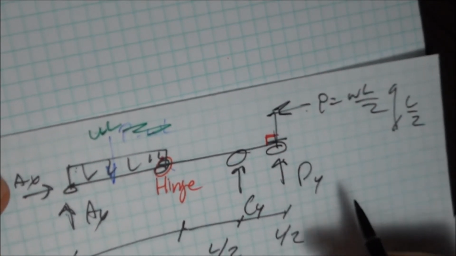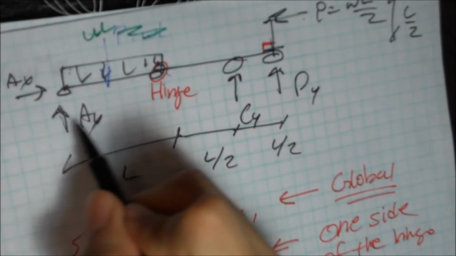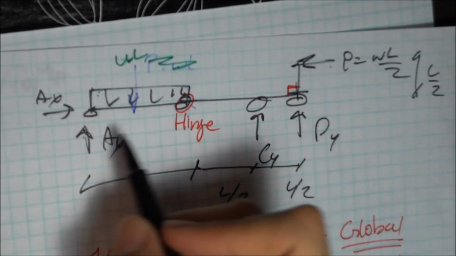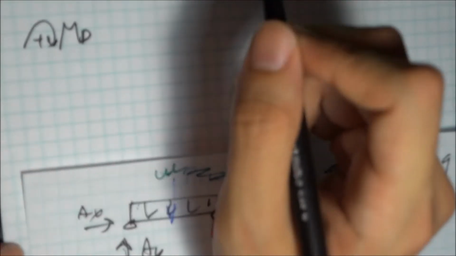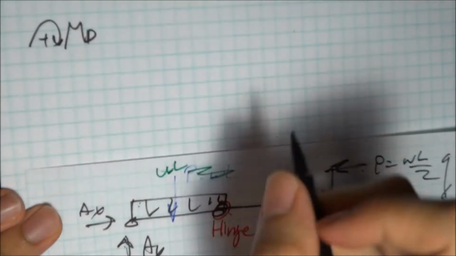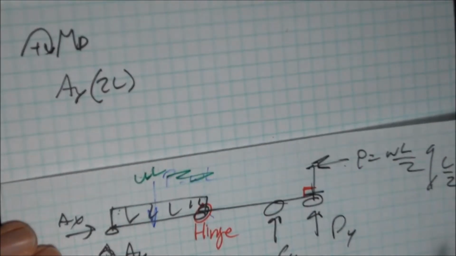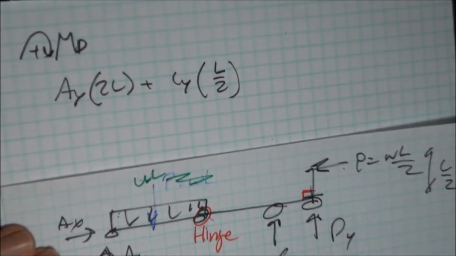Okay, so in this case, if I do moment about D and I do positive, I need to consider forces on both sides of the hinge. That's what distinguishes this from my hinge equation where I only looked at one side. And in this case, I have Ay acts at some distance 2L away from D. I have Cy, which acts at some distance L over 2 away from D.